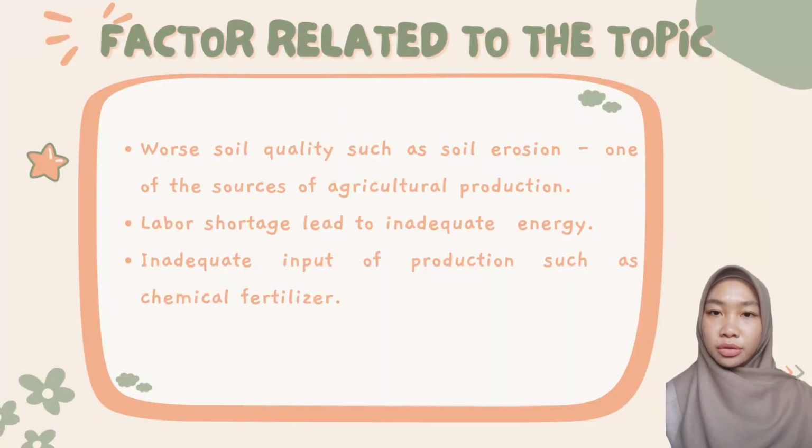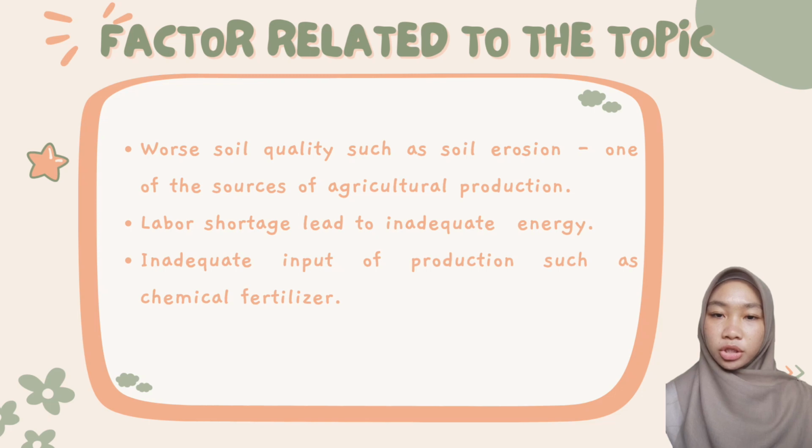The first one is worse soil quality. Soil erosion caused by continuous soil degradation, genetic erosion, and depletion of freshwater resources are all threatening the basic conditions of producing food. The good condition of the soil is important because it is one of the sources of agricultural production.